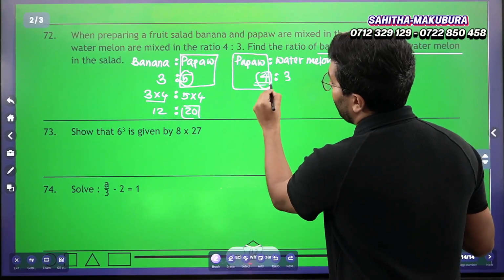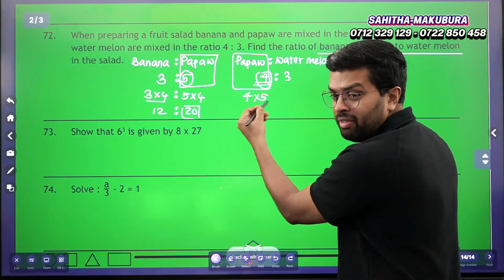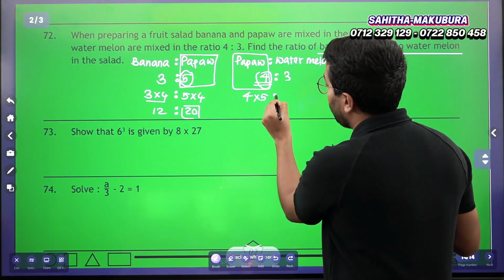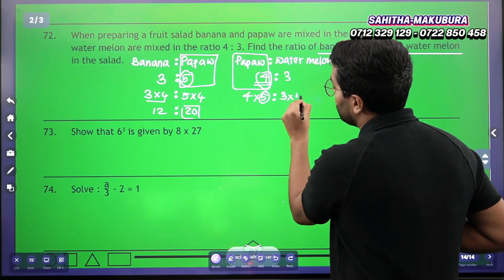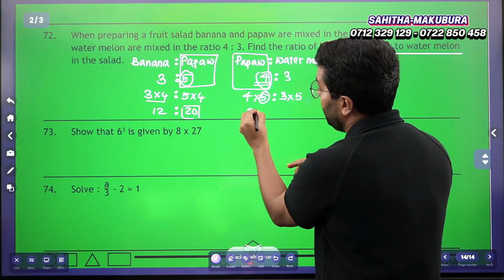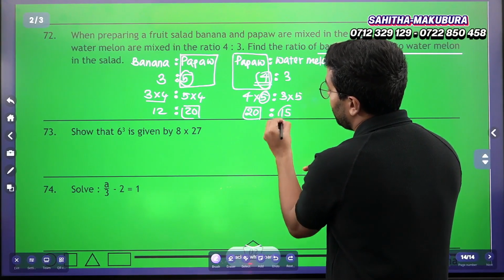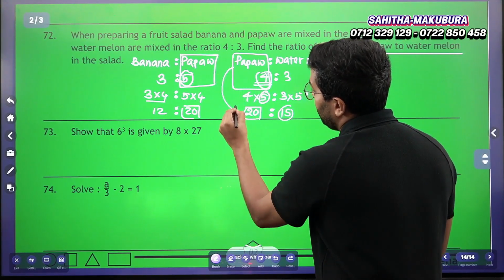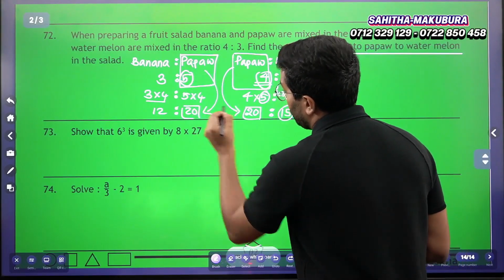This number 4, let me multiply it by 5 because I want to get the number 20 here, the common value as 20. And if you multiply 4 by 5, then let's multiply this number 3 also by 5. Equivalent ratios. 4 times 5 is 20. Here you go, 3 times 5 is 15. The number represented for pepper is 20. The number represented for pepper is 20.